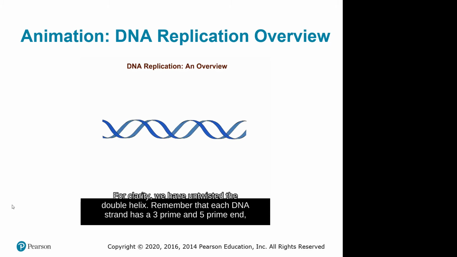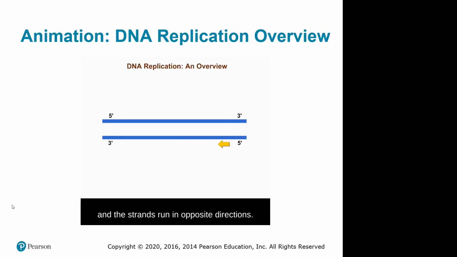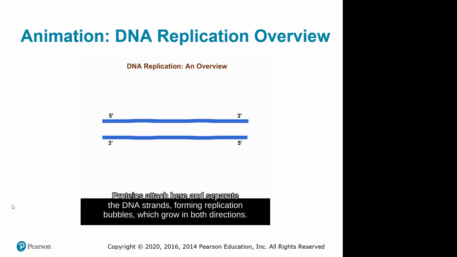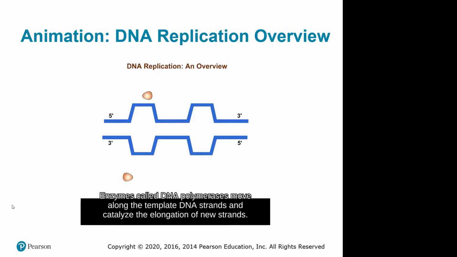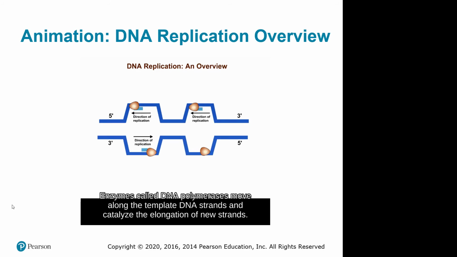For clarity, we've untwisted the double helix. Remember that each DNA strand has a 3' and 5' end, and the strands run in opposite directions. DNA replication begins at specific sites called origins of replication. Proteins attach here and separate the DNA strands, forming replication bubbles which grow in both directions. Enzymes called DNA polymerases move along the template DNA strands and catalyze the elongation of new strands.